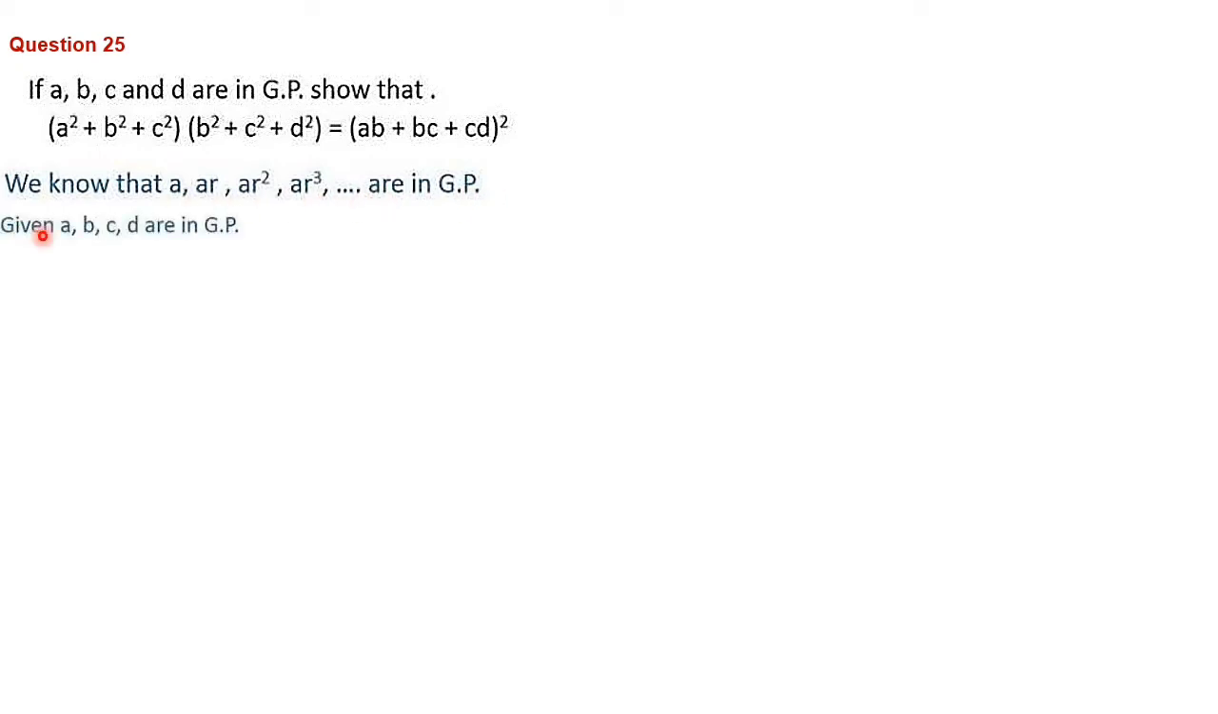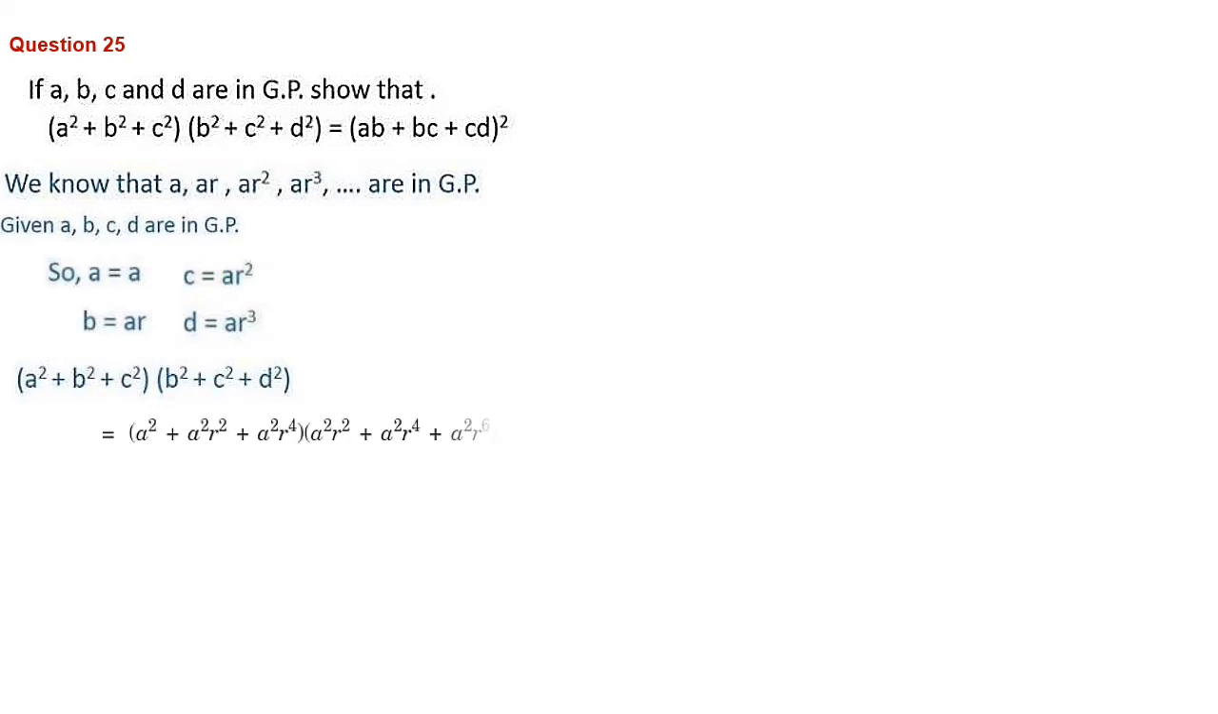Given that this is our general form, but in the question it is given a, b, c, d are in GP. So a, the first term, is equal to a. b is equal to the second term, that is equal to ar. And c and d are respectively ar square and ar cube. Then (a square plus b square plus c square) into (b square plus c square plus d square), that is our LHS. So let's substitute the values of a, b, c and d here.